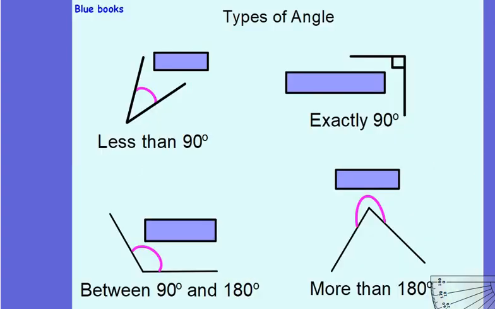Okay, Year 7, in your dark blue books, can you give me the title types of angle, please? And can you copy down these diagrams? See if you can label what each type of angle is called. Pause the video for a couple of minutes and complete that now, please.